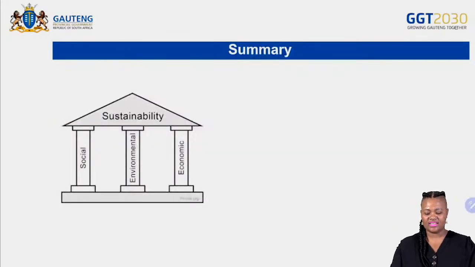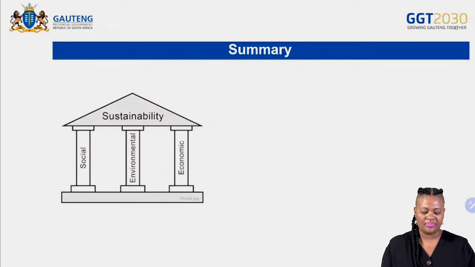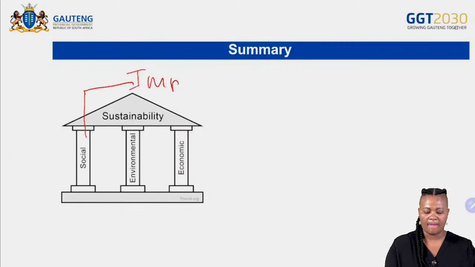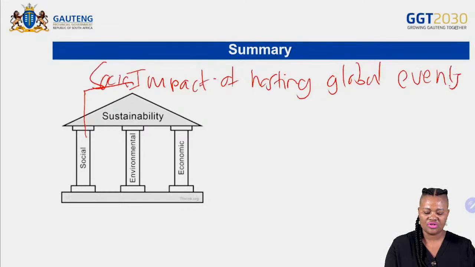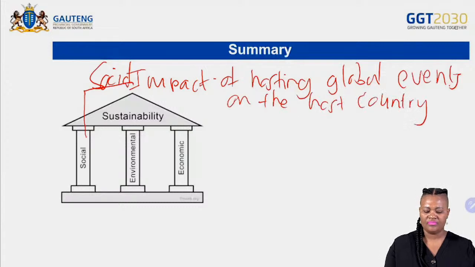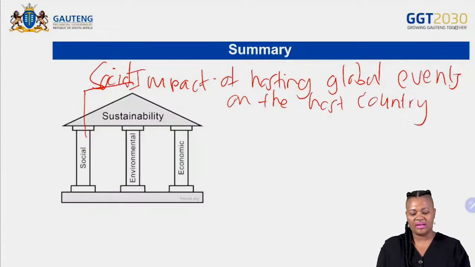And then over here, I have a summary. If you look at my summary, I've got 3 pillars of sustainable tourism, which means that you may get questions where we ask you about the impact of hosting global events, meaning the social impact of hosting global events for the host country. So let's say maybe the question says, mention 2 social impacts of hosting global events for the host country.